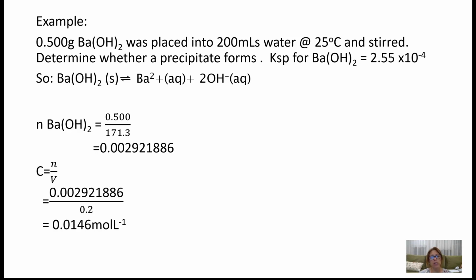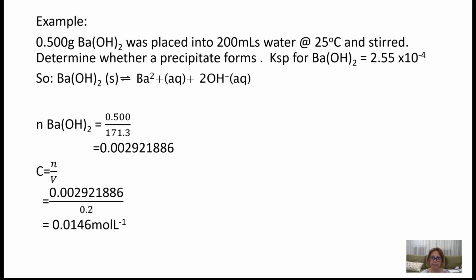Now, the first thing we need to work out is how many moles of barium hydroxide I have. So I've got 0.5 grams over my molar mass of barium hydroxide, which is 171.3 grams per mole. When I work that out, I find that I have 0.029 and so on moles of barium hydroxide. So now I go to my next equation. Concentration is equal to moles over volume. So we've got our number of moles. You'll notice I've kept all the numbers there so that we can round at the end, divided by 0.2.